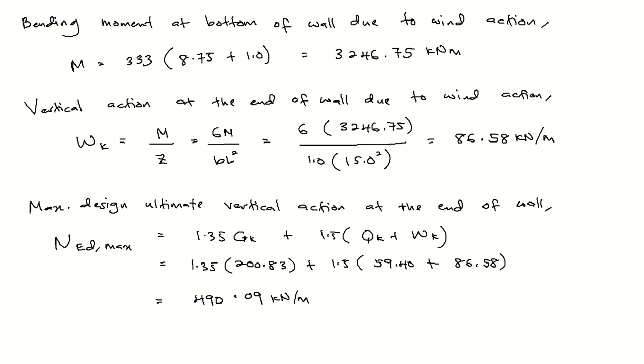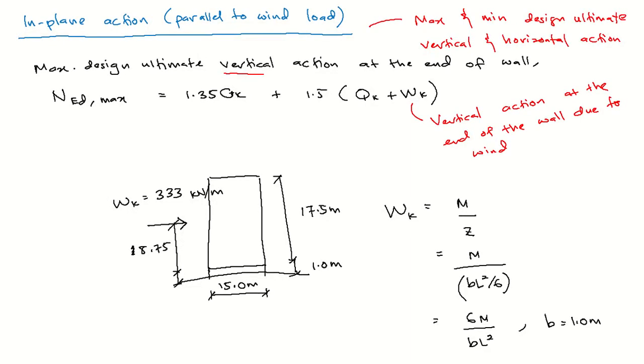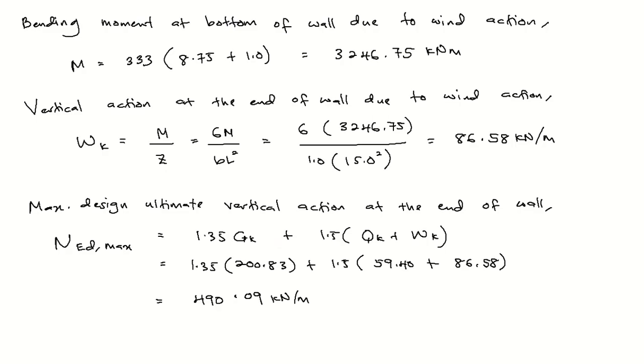If you get a slightly different value, maybe it's because of the decimal point. It's okay, slightly different. 490, just the decimal point slightly different. Okay, now this is the NED max, and we need also the minimum here. Okay, as I mentioned earlier, we want to find what is the maximum and minimum. We have found out what is the maximum action. Now, what is the minimum action? Let's figure it out.